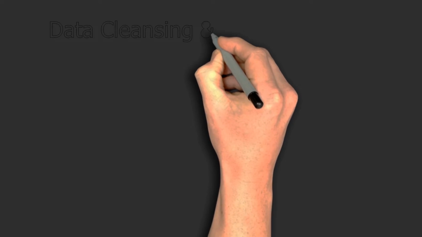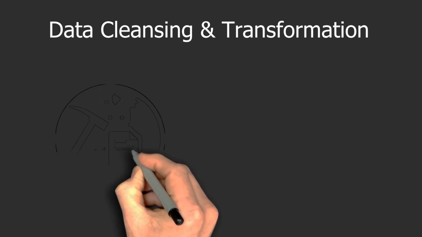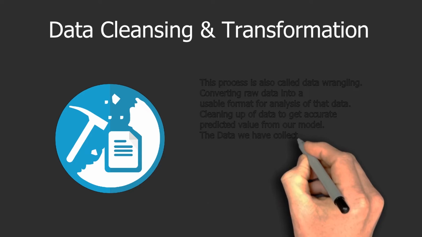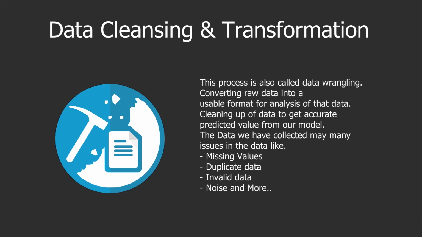Data cleansing and transformation. As the name suggests, the process includes cleaning and converting raw data into a usable format for analysis of that data. This is an important step in the machine learning process. We need to clean the data to get an accurate prediction value for our model. If there is any mistake in our data, there may be problems in the accuracy.